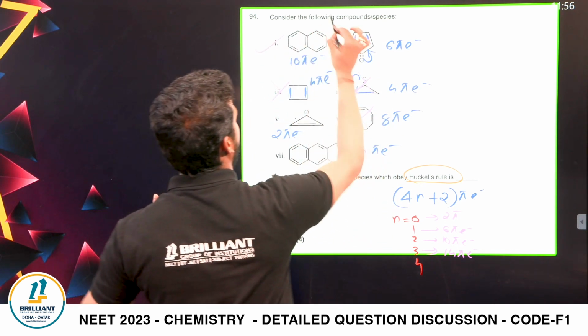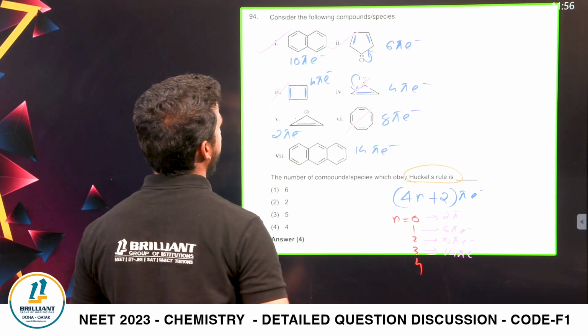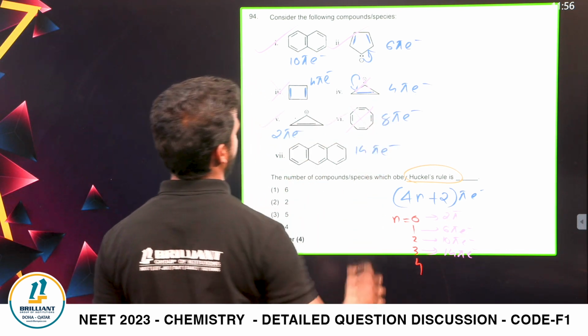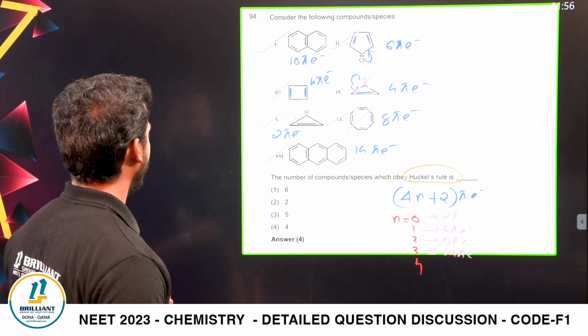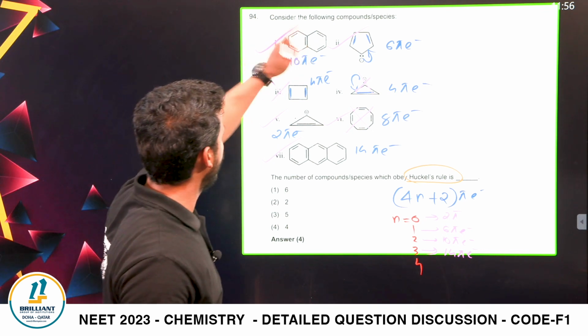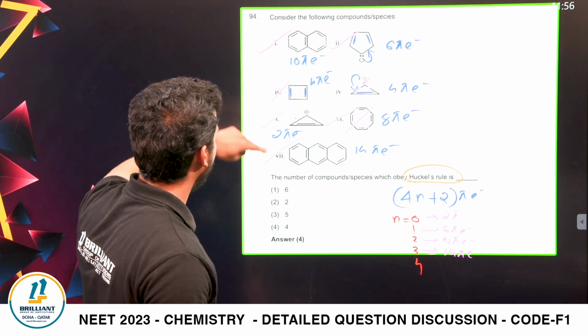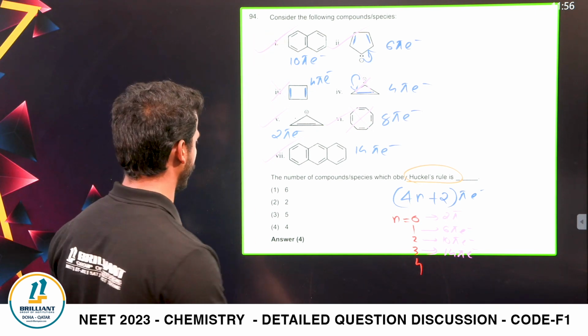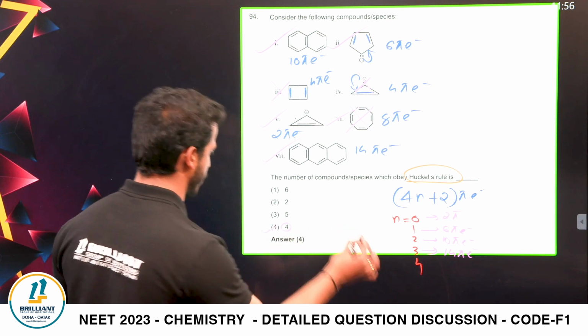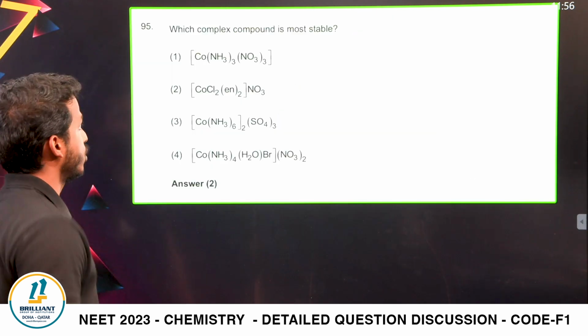Compound 1, 2, 5, 6, and this one. So around 1, 2, 3, 4. Right, these 4 compounds are aromatic in nature. 4 compounds are aromatic. Yes, option 4. Next one.